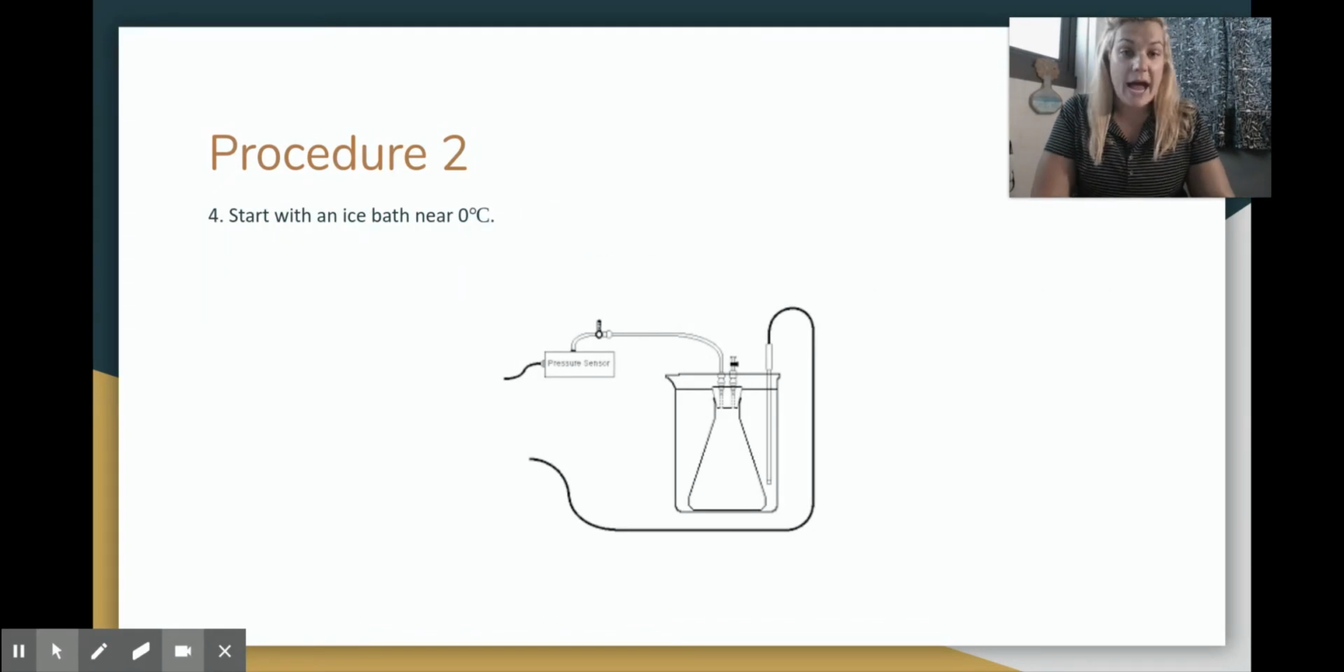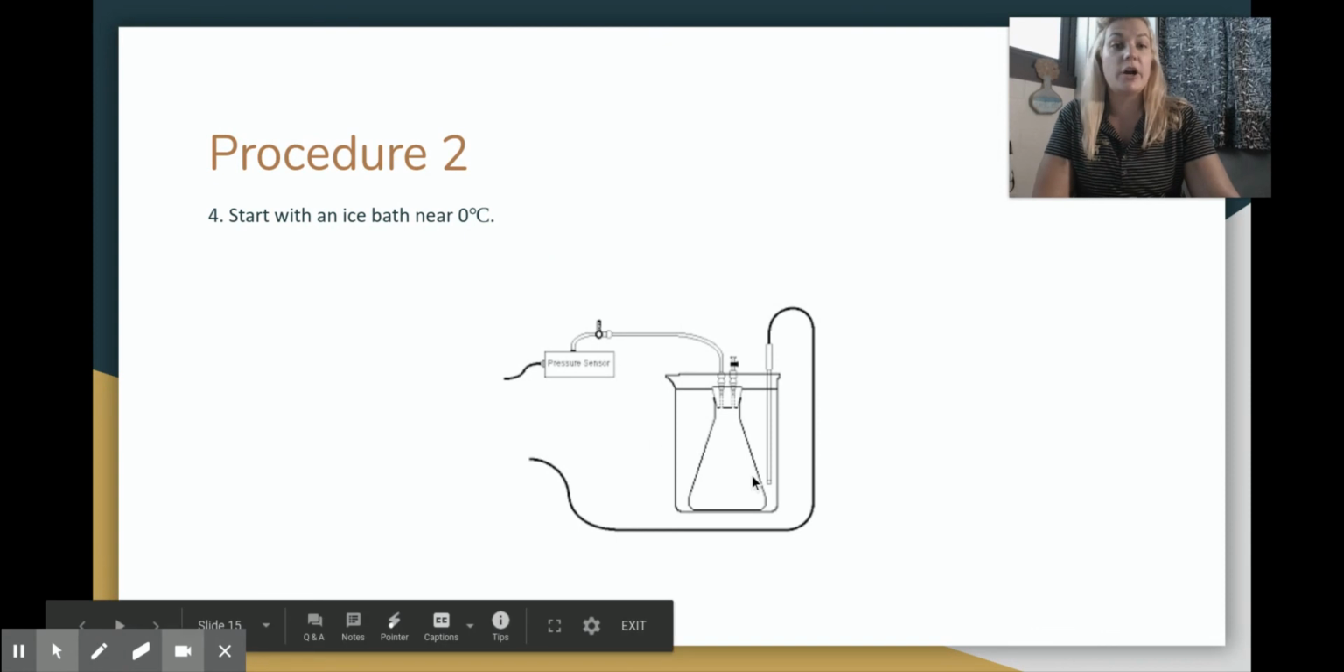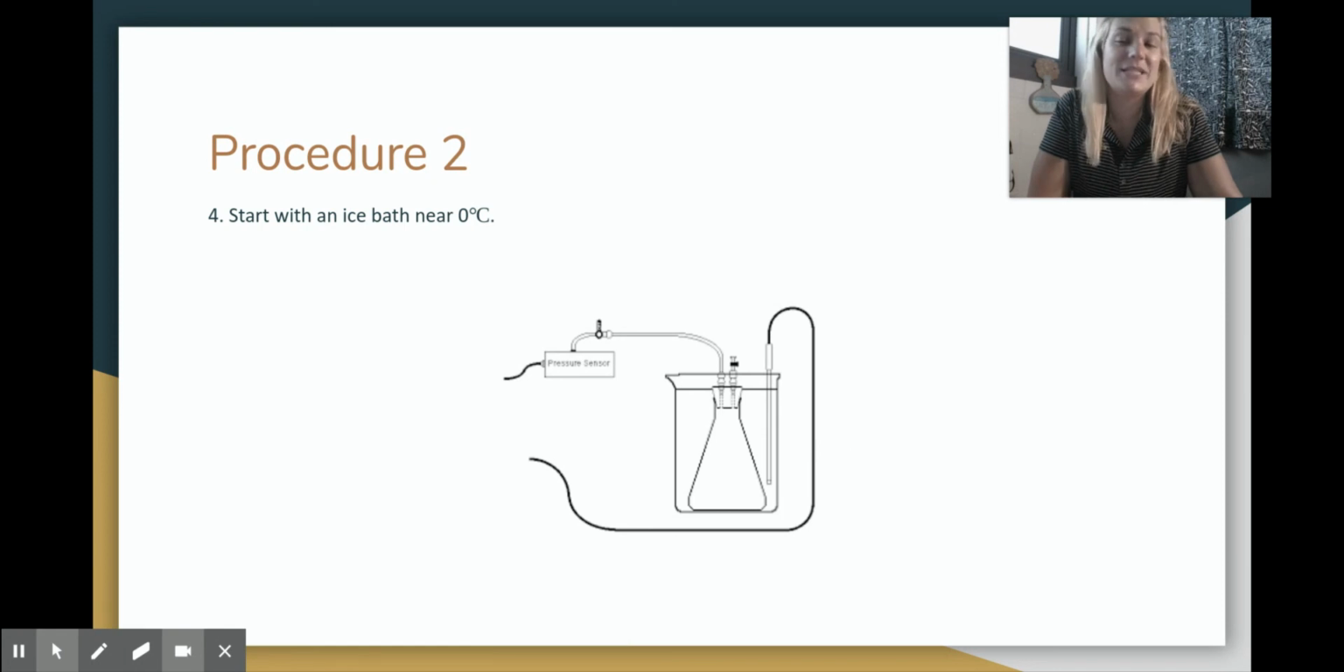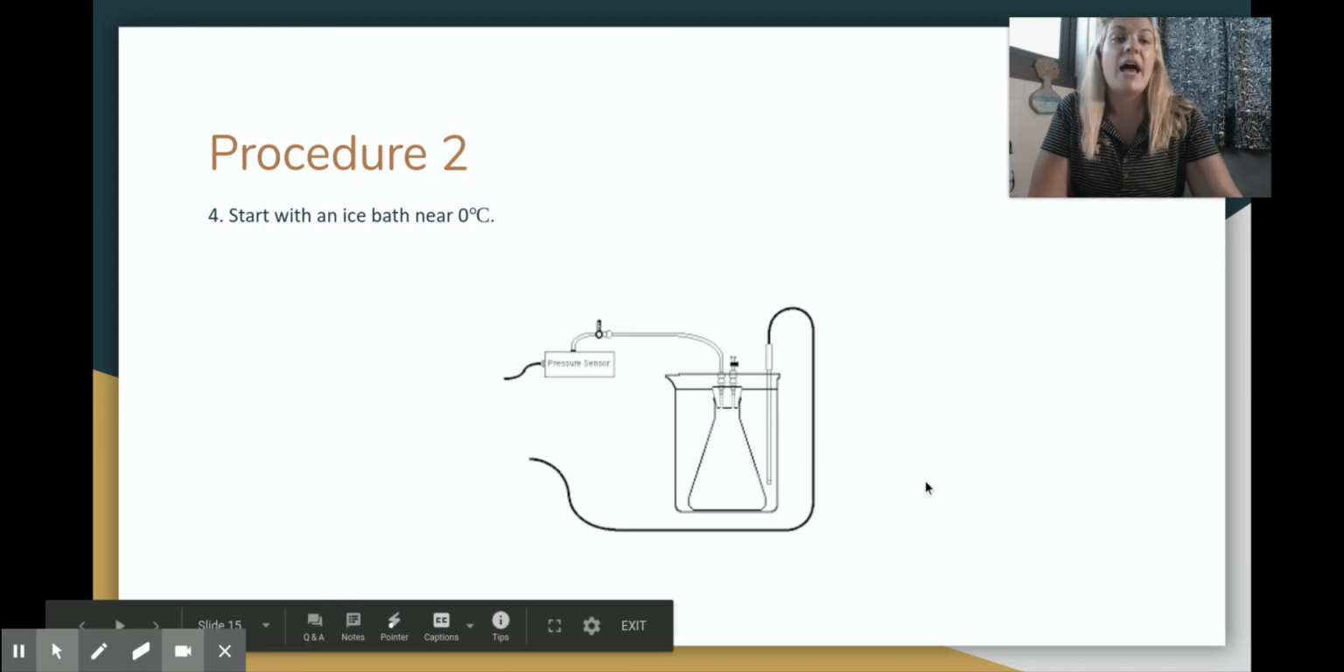And then we're going to add ice to this beaker, right? So we're going to start it off at near 0 degrees. We're not going to be able to get to 0 degrees. Sometimes I can, sometimes I can't, because it's ultimately not fully frozen. However, we can try. So that's that. So we're going to start with cold water.